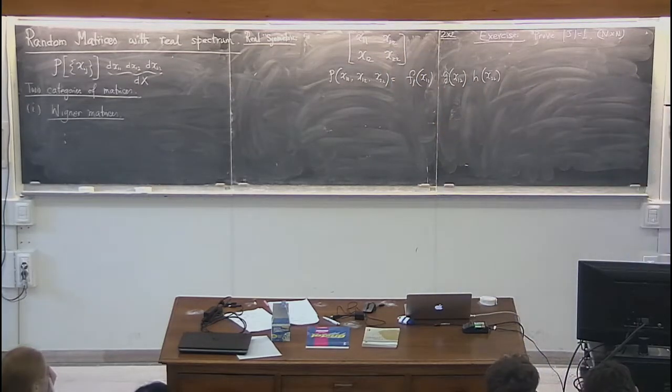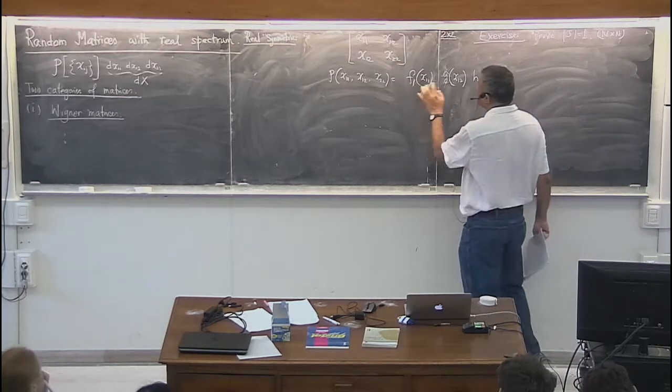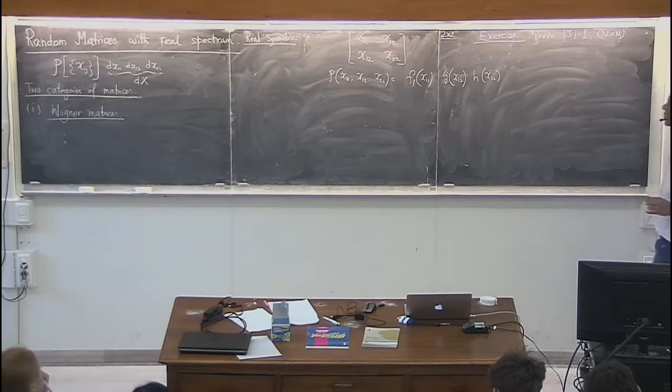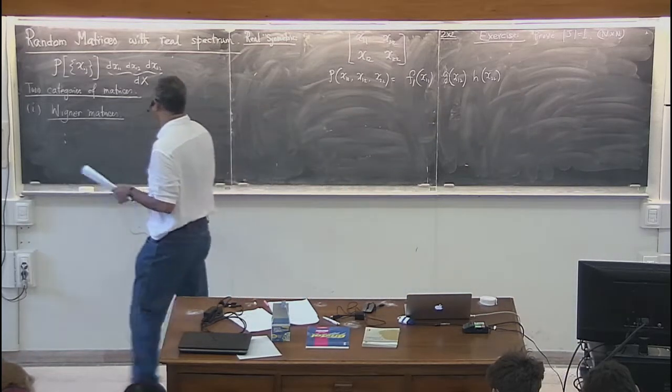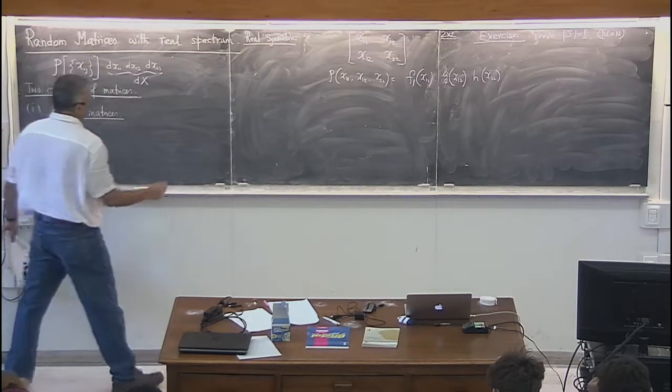So independently. That's why their joint distribution is a product of the individual distributions. So this general class of matrices is called Wigner matrices. Let me just give you one example of that.